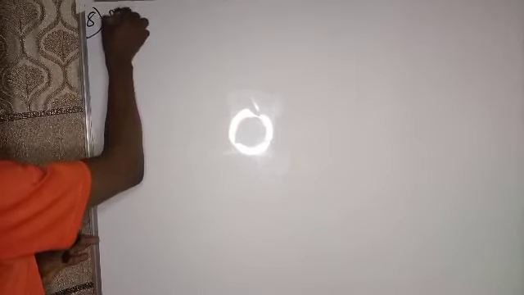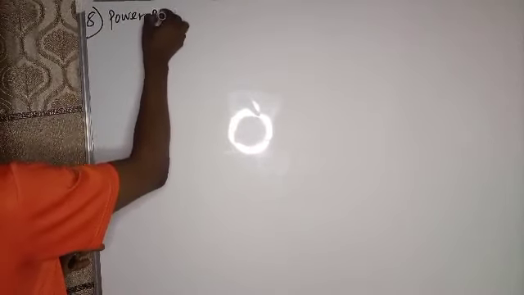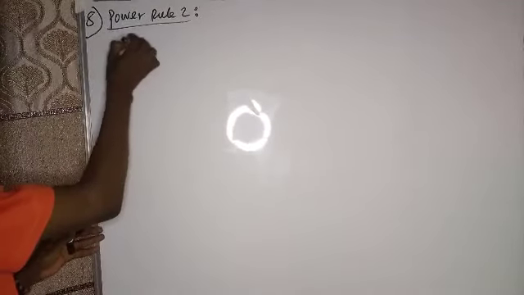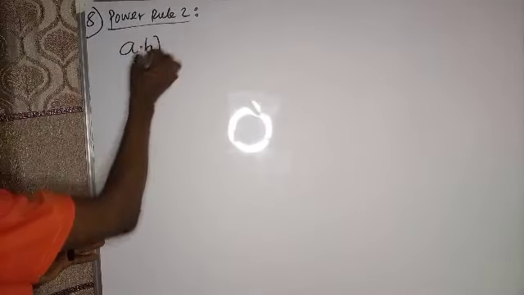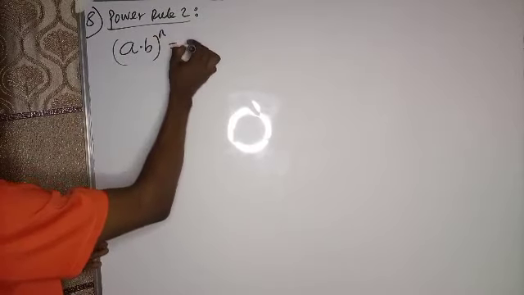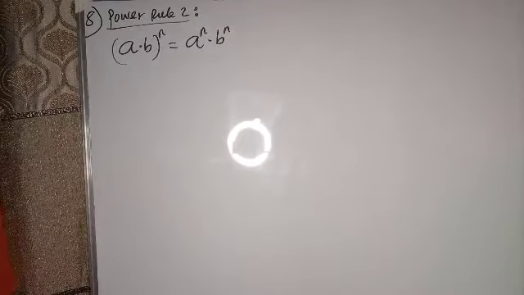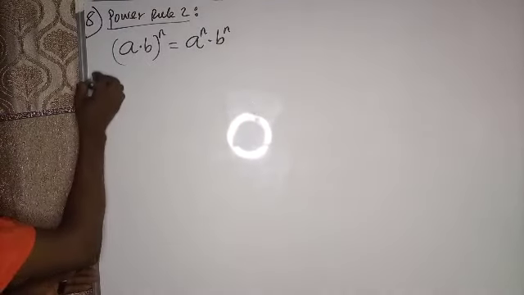So number 8, power rule 2. It's telling us if you have a times b raised to the power of n, that is equal to a raised to the power of n times b raised to the power of n. So this is power rule 2.